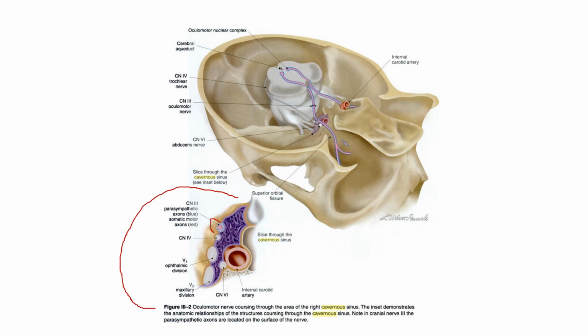Okay, so cranial nerve 3, parasympathetics in blue, somato in red, those fibers there. Cranial nerve 4, V1, V2, internal carotid. Okay, little slice here through the cavernous sinus. Here's 6 right next to internal carotid. Okay, so you're going to see that get hit first usually.